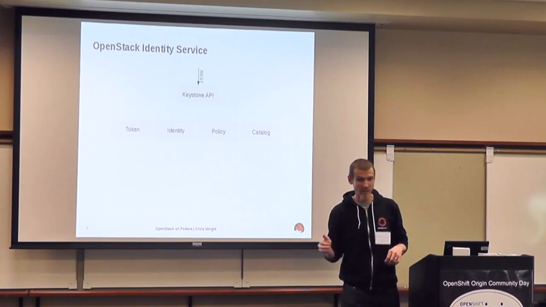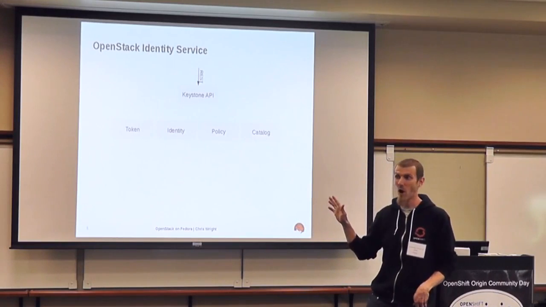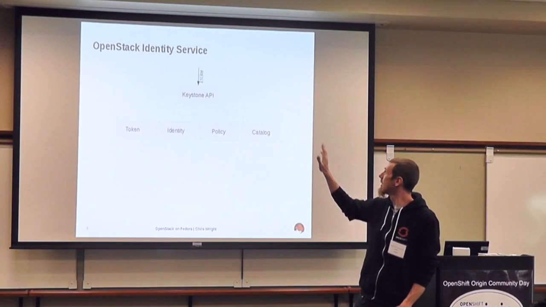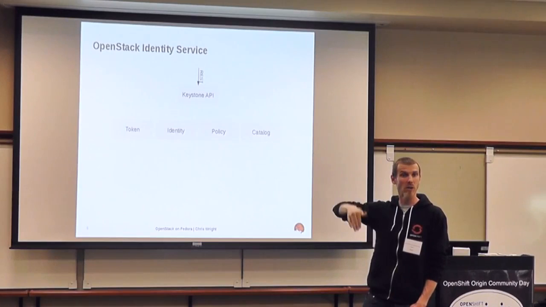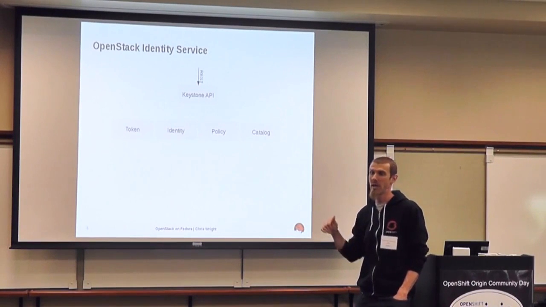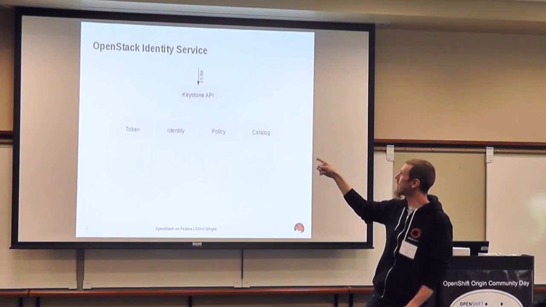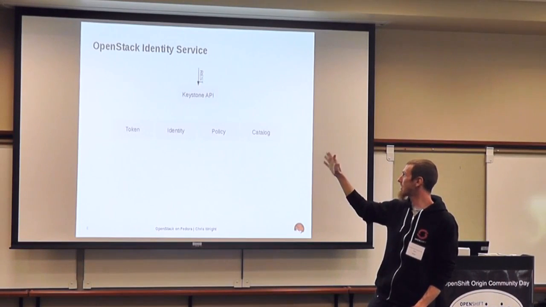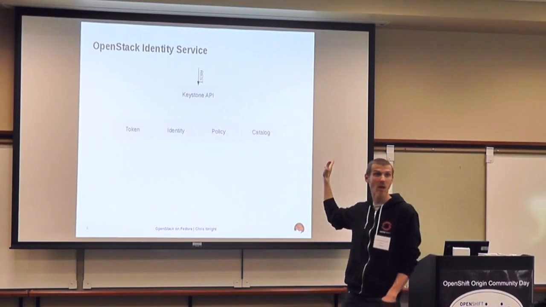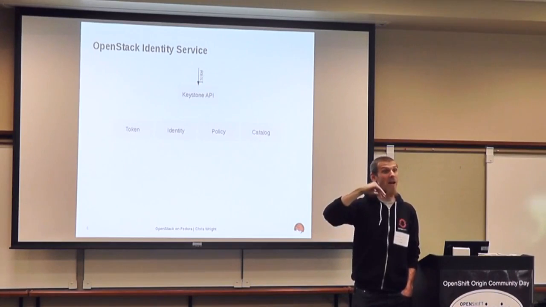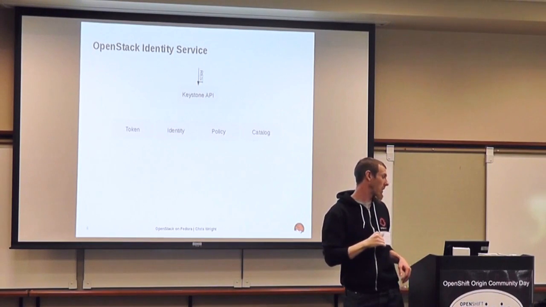The identity service, from an architectural point of view, looks like this. At the top, you have the REST API. This is public-facing, what users are hitting. And then internally, you have some additional services, a token service, an identity service, the policy and catalog services that are providing all that functionality that I was talking about earlier.